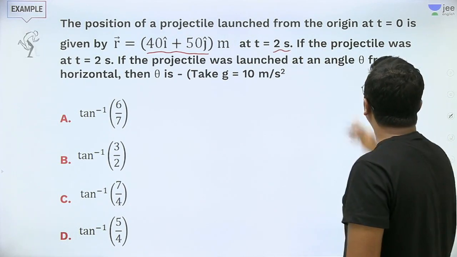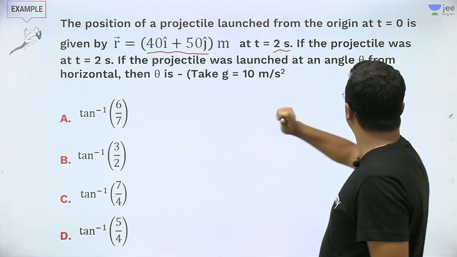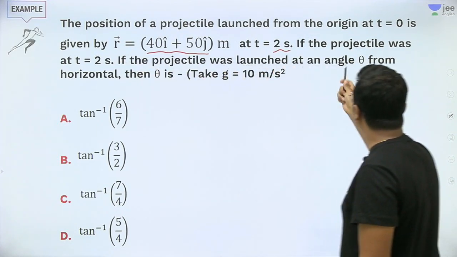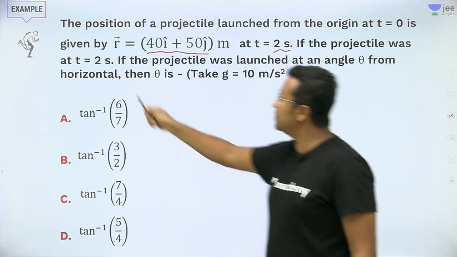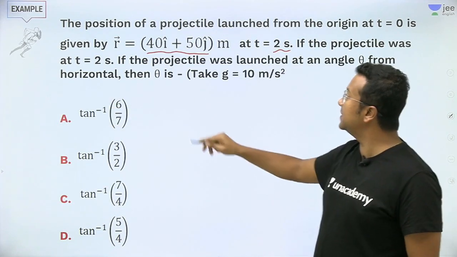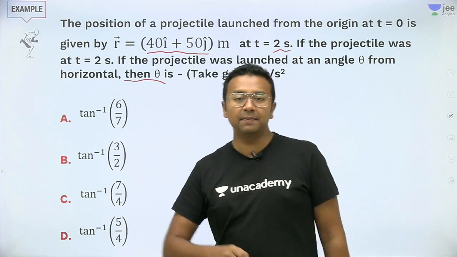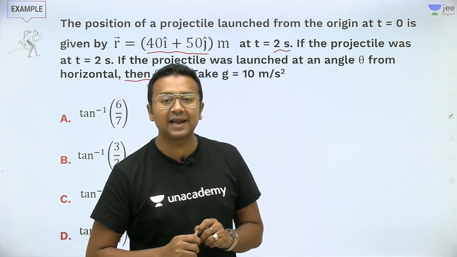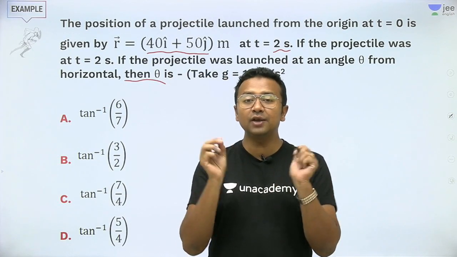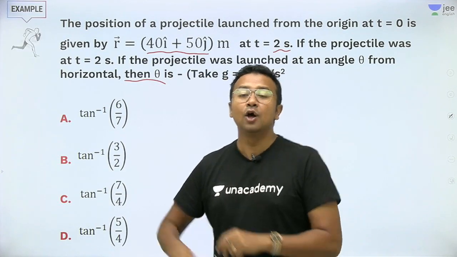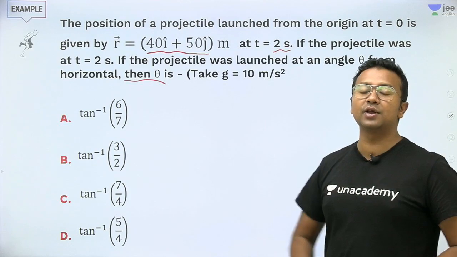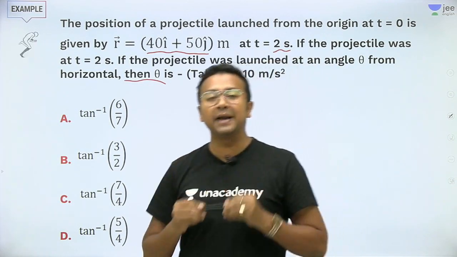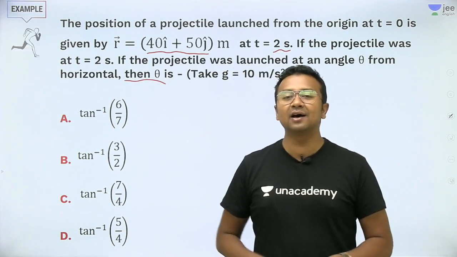Alright. Now, if the projectile was launched at an angle of theta from the horizontal, then what will be the value of theta? That means if the projectile was launched from the origin at an angle of theta, we need to find the value of theta from the data given here. Now, there is a long method to do this question, and also a shorter version of it.